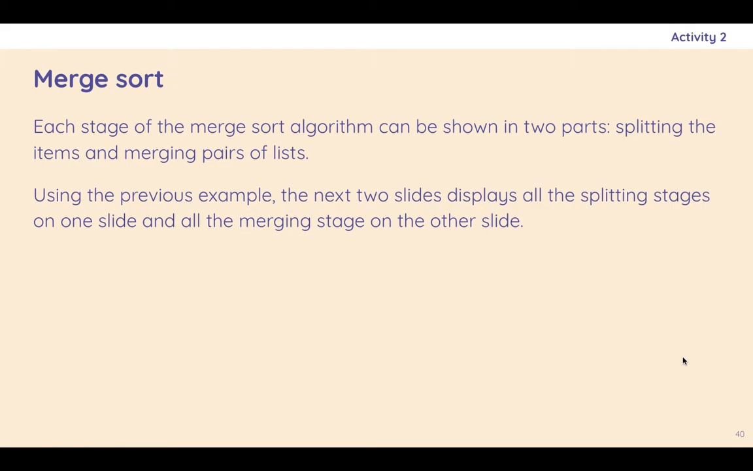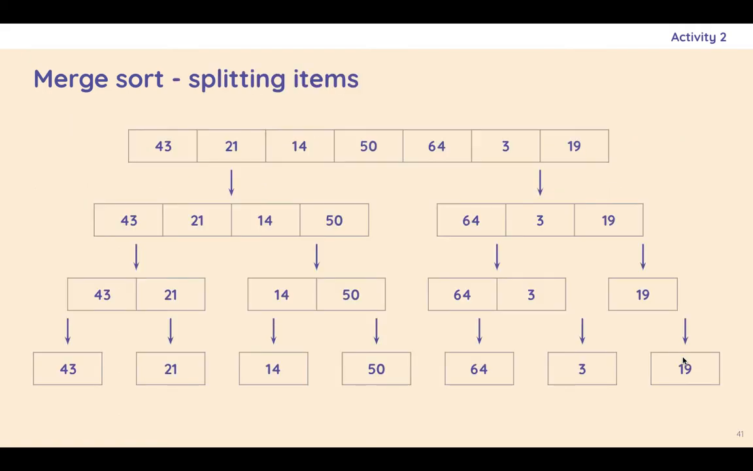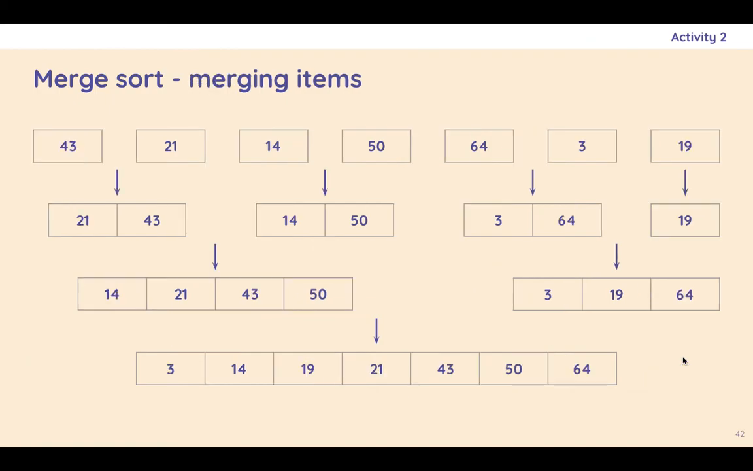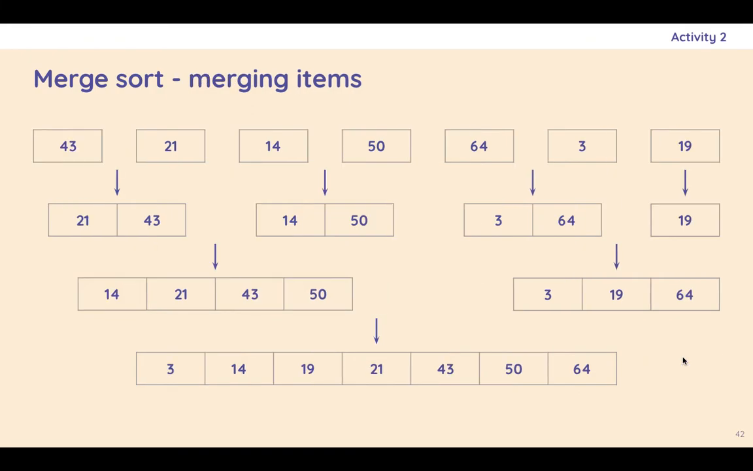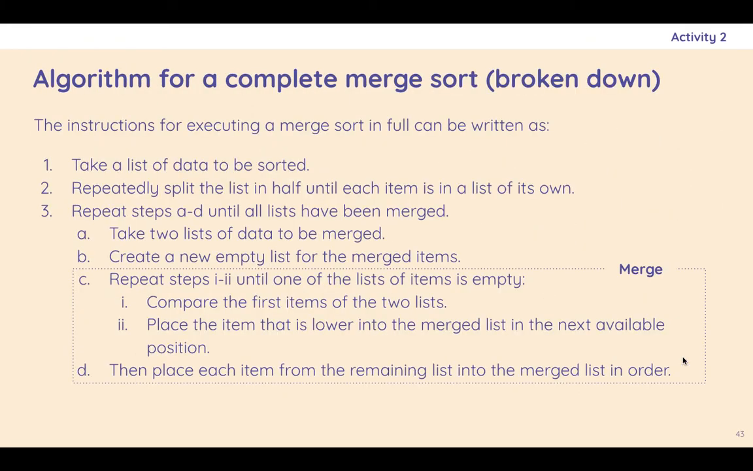So you can see that each stage of the split is splitting the list down and down into pieces until they're lists of 1 item each, and then you gradually merge them together until it all comes back together. So that's the split. There's the merge, and we go from that unsorted list at the top to that sorted list at the bottom.